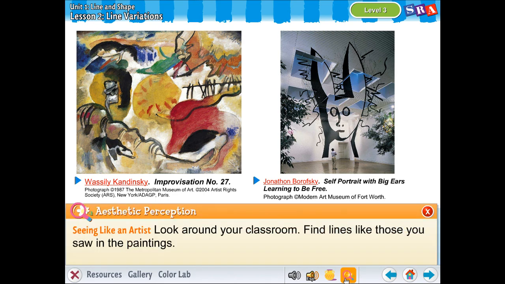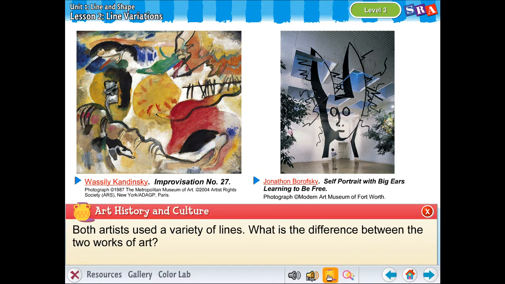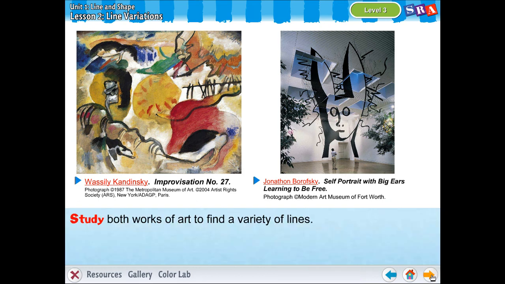So look around your room, look around your house, look outside, find lines that you saw in the painting. Both artists used a variety of lines. What's the difference between the two works of art? Let's see. So we're going to study both works of art to find the different types of lines.